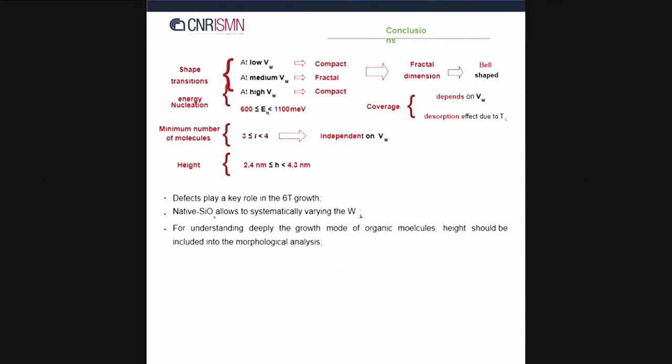Clearly, the desorption is affected by the substrate temperature. The fractal dimension has a bell shape with respect to the doping concentration. The minimum number of molecules needed for forming an island is independent of the doping concentration, and the height changes from the expected one to a very high island, roughly 4.3 nanometers in some cases. So it's completely dependent on the substrate.